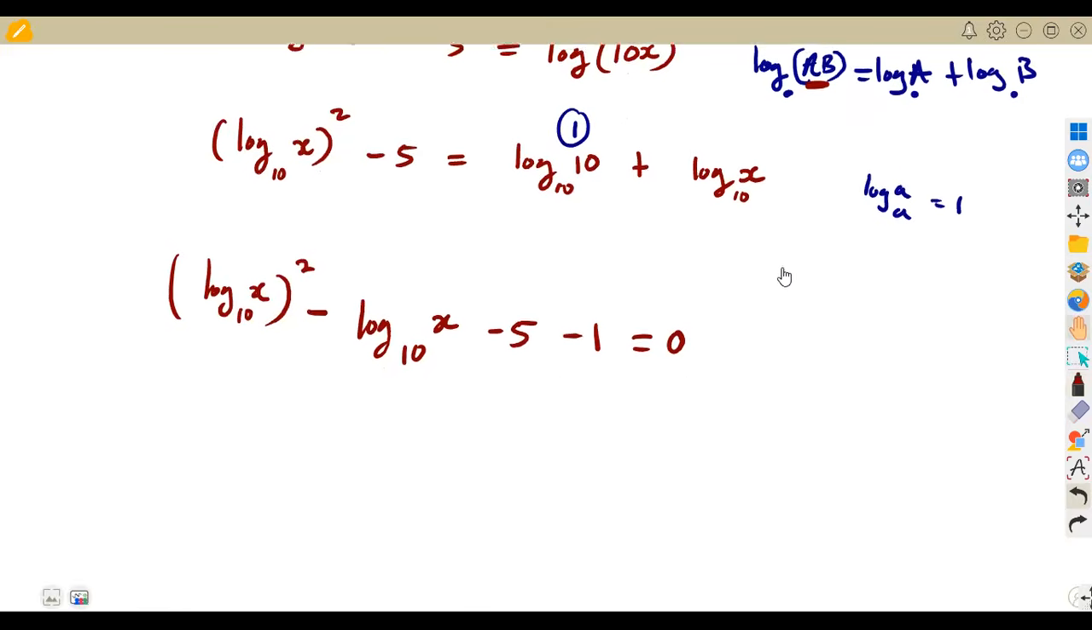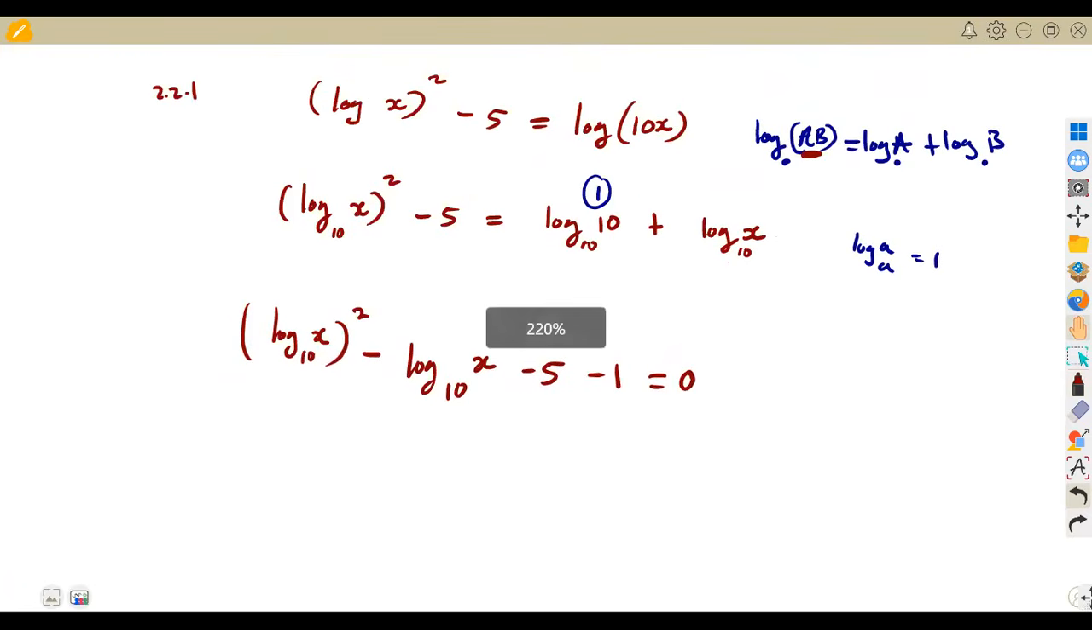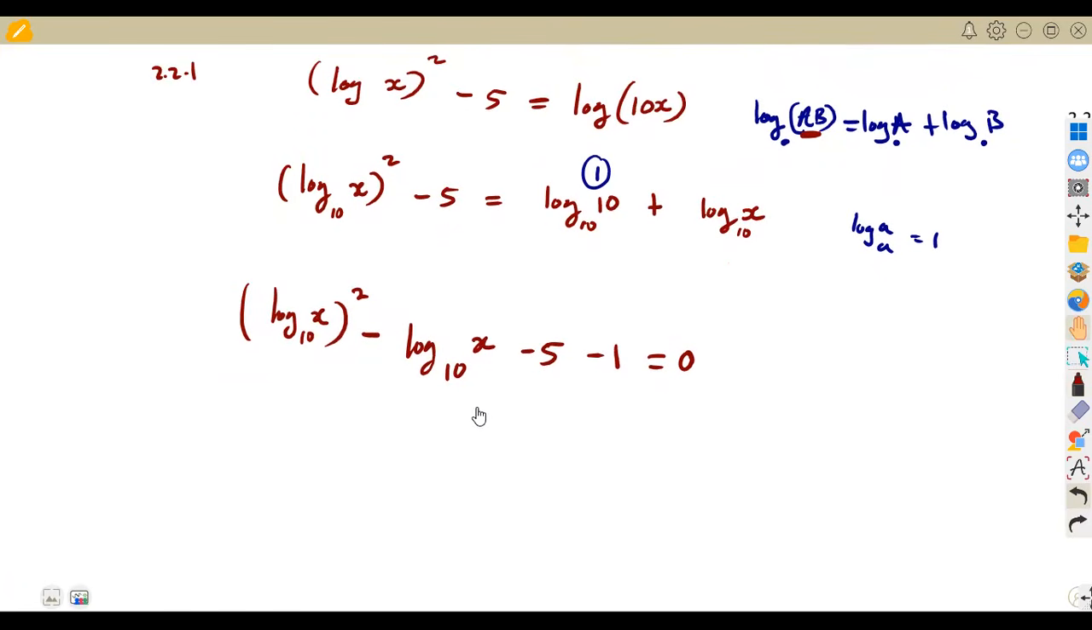As we can see, this is a normal quadratic equation, only that it is in log form. We are having a quadratic equation. We're going to have the logarithm of x in base 10 squared minus the logarithm of x in base 10, minus 5 minus 1, that's minus 6, which is equal to 0. This is just a quadratic that we are used to.